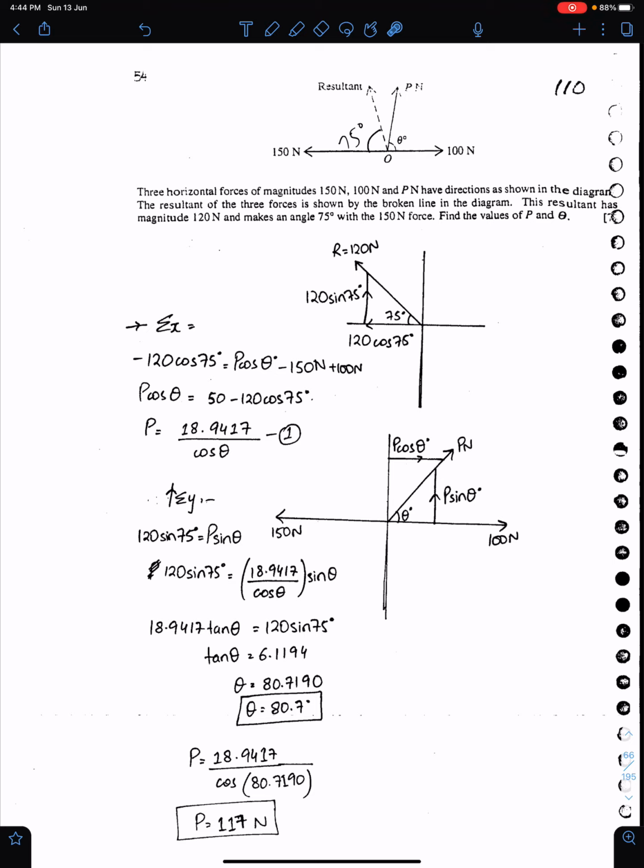This question is repeated. We will make separate diagrams for these three forces and this resultant. So this is the force diagram of this resultant, and this is the force diagram of these three forces. We just need to compare sigma x with sigma x and sigma y of these two. So sigma x, so minus 120 cos 75 is equal to P cos theta minus 150 plus 100, because we are taking this as positive direction. So 120 sin 75 is equal to P sin theta. By solving these two equations, we can get the values of theta and P.